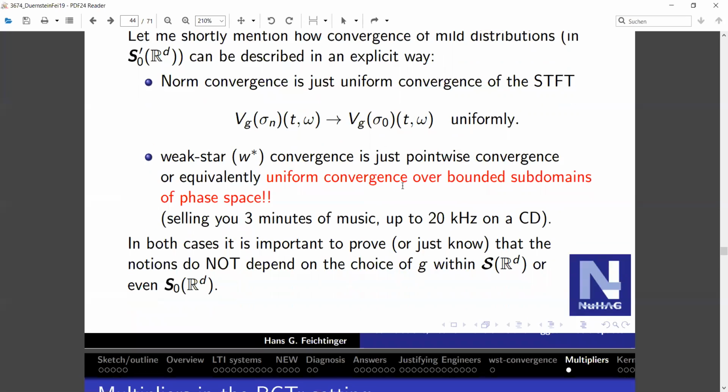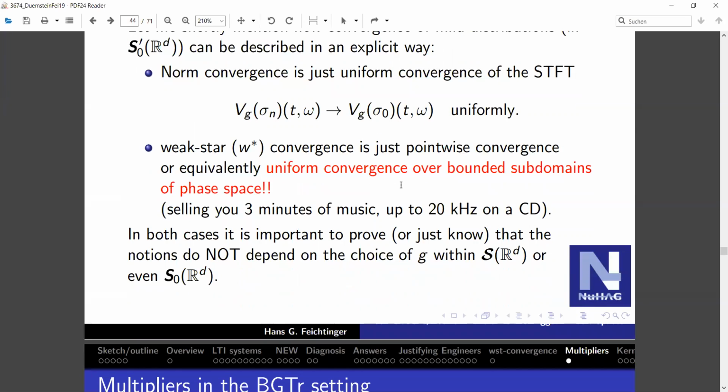Okay, so in this way, I have tried to reconnect a little bit the approach that we have taken and the modes of convergence with the time frequency business.